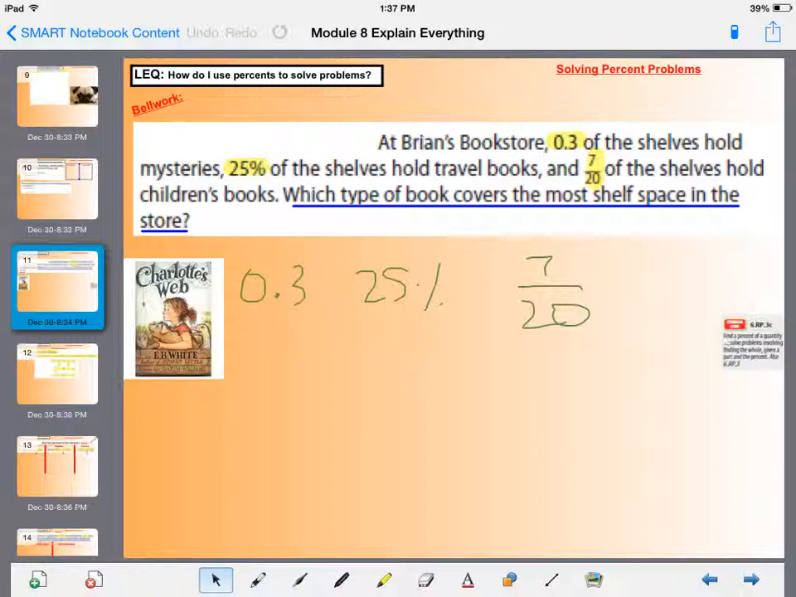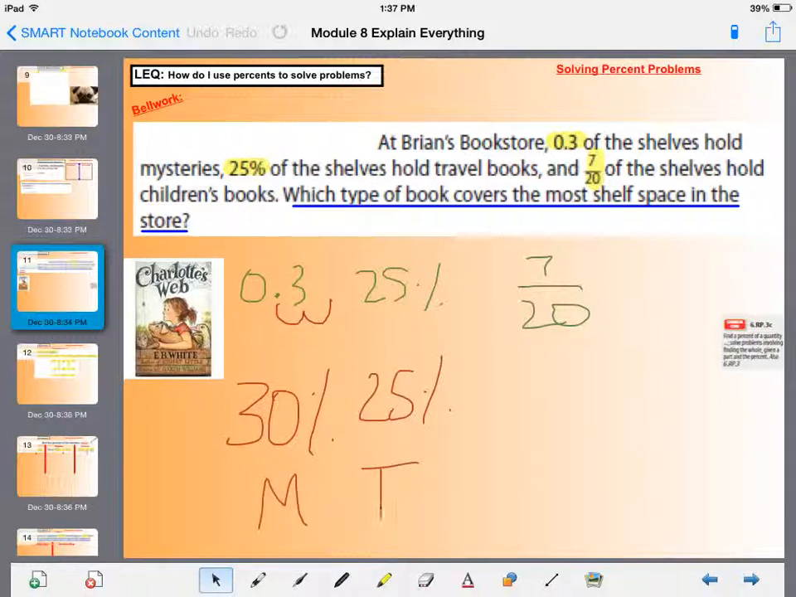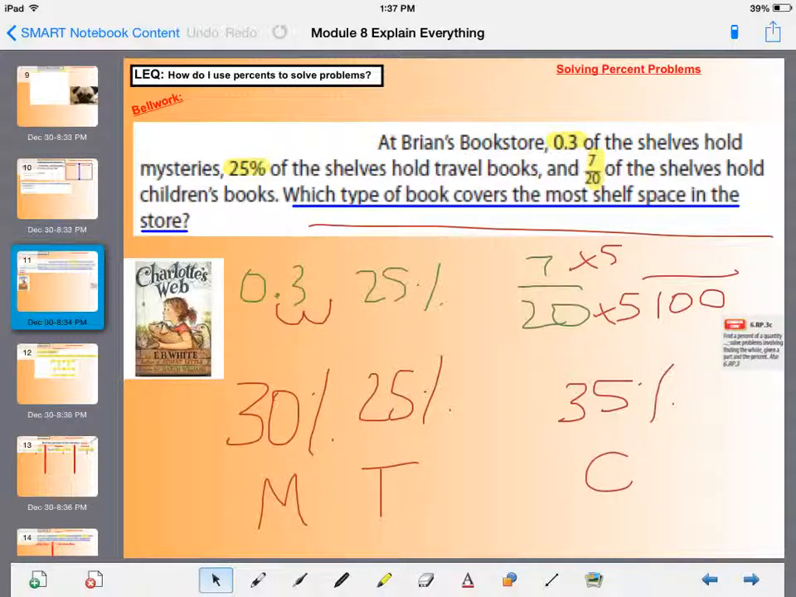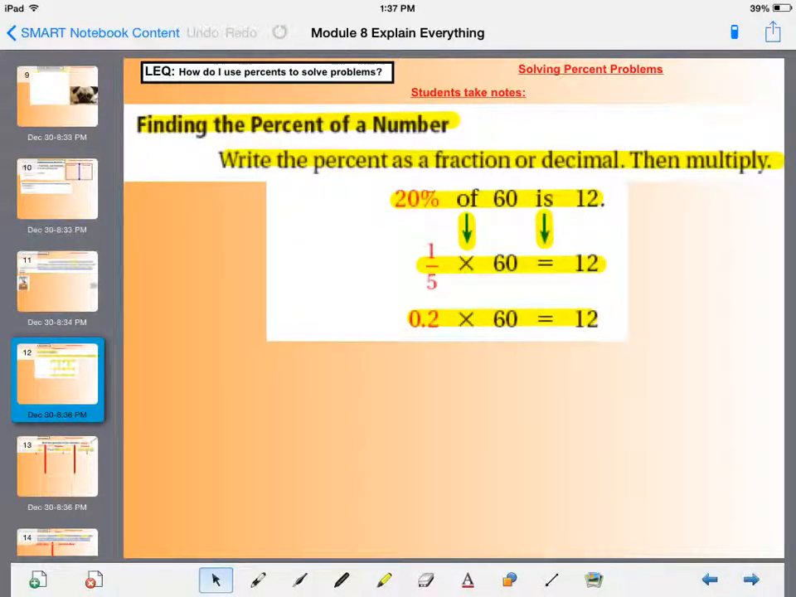In order to turn this first decimal into a percent, we know to move it 2 times to the right. And so this is really 30% of mystery books. 25% is already given as a percent, and those are your travel books. And lastly, you turn 7/20 into a percent. We know percents are always out of 100, so we have to go times 5, and this is 35% of children's books. Which type of book covers the most shelf space? You determined that was the children's books.